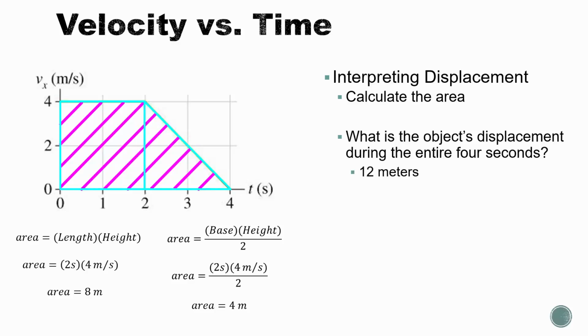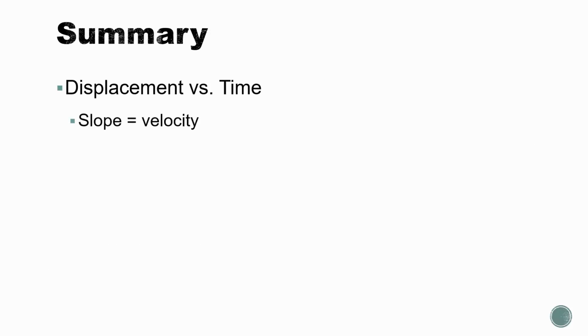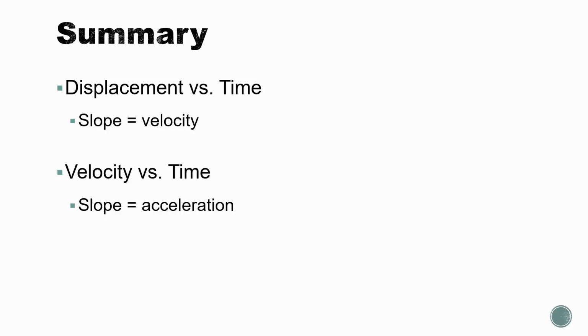Let's summarize. On a displacement versus time graph, the slope equals the velocity of the object. On a velocity versus time graph, the slope equals the acceleration of the object, and the area equals the displacement of the object.